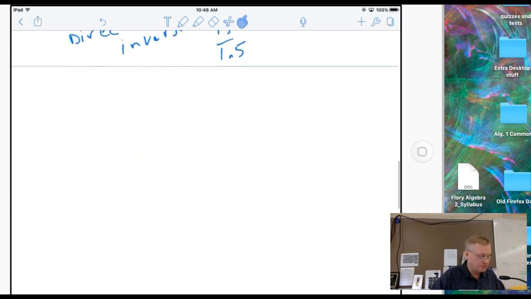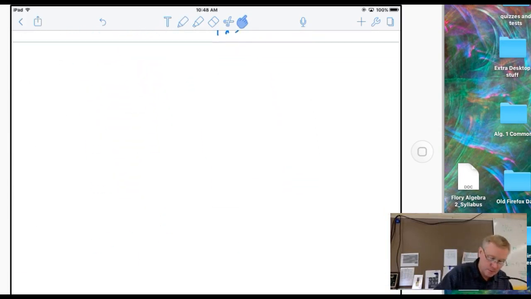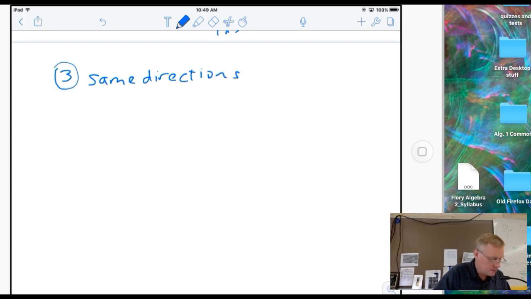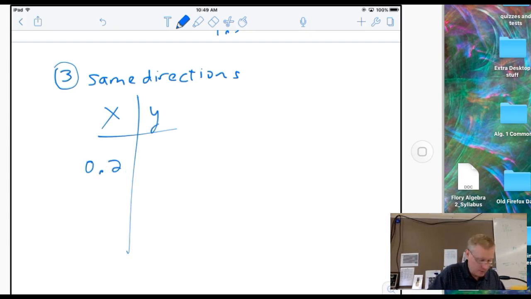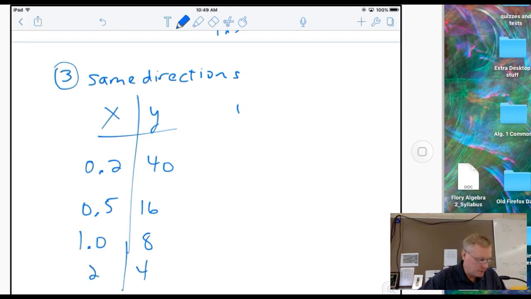Otherwise, I'd come up with an equation. All right, same directions, number 3. And this time my table is like this. 0.2, 40, 0.5, 16, 1, 8, and 2, 4. Okay, so if it's inverse, then I'm going to take x times y and it should equal k. Constant of variation, same thing. Constant is a regular number.